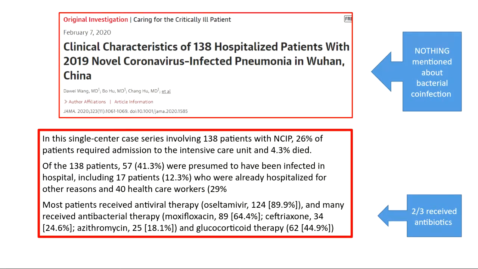This is another series, 138 cases. 2/3 of them received antibiotic. Nothing mentioned about bacterial superinfection. They mentioned liver function, renal function, chest X-ray, D-dimer, ferritin, all the things I mentioned. Because in our talk today, if there is evidence of bacterial superinfection to be a high rate, the answer is no.